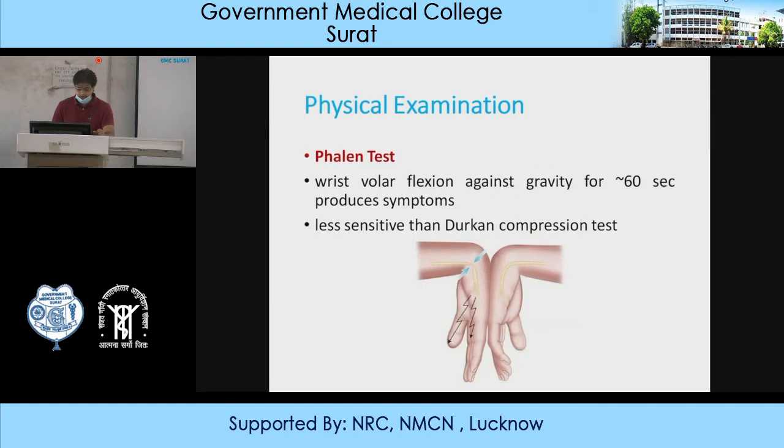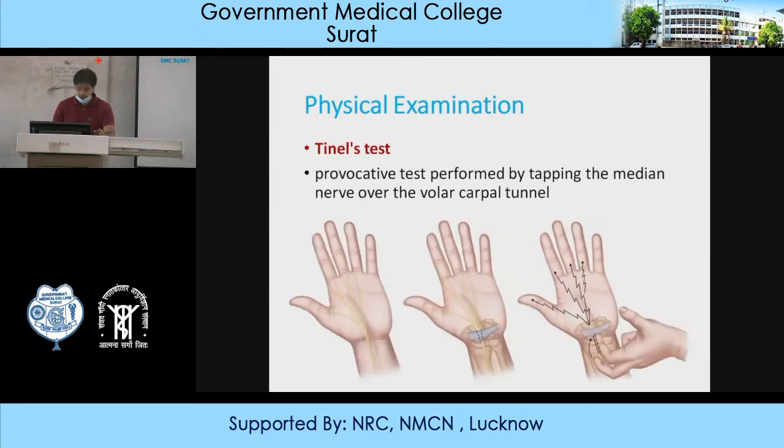Second is the Phalen test. Wrist volar flexion against gravity for 60 seconds produces symptoms. It is less sensitive than the Durkan's compression test, so we routinely use the Durkan's compression test. Next is the Tinel's test, a provocative test performed by tapping the median nerve over the volar carpal tunnel, and it gives electric shock like signals in the hand in the median nerve distribution.